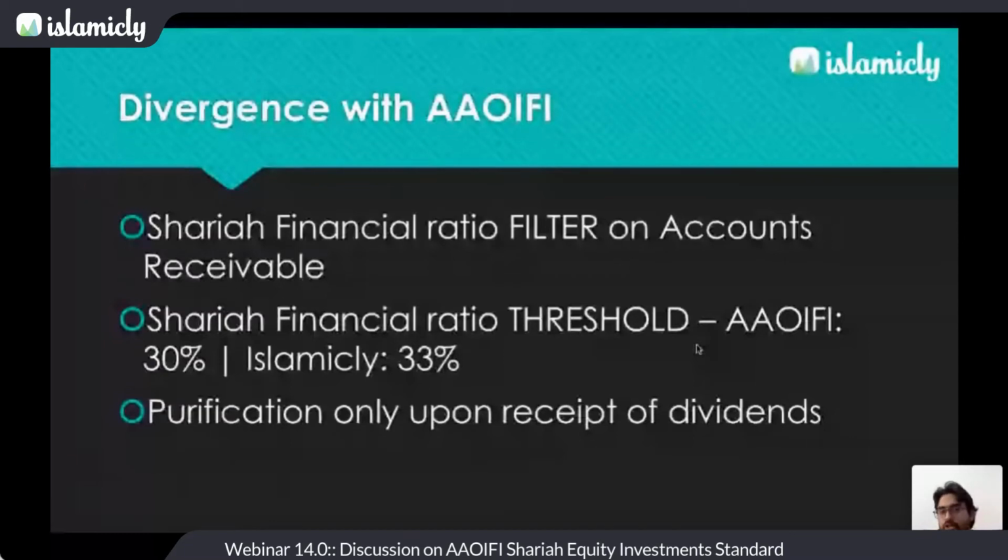As I mentioned earlier, EoF has stated in its purification norms that irrespective of whether the company has declared a profit or given a dividend or not, purification has to be applied. Whereas the Islamically Sharia board takes the position that only if dividends are received is purification applicable, on the dividend part. That brings me to the end of my presentation.